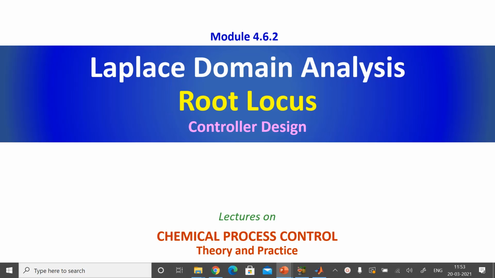Hello and welcome. Today we'll be applying the root locus analysis technique to design P, PI and PID controllers for a simple SISO process. But before we do that, let's construct the root locus for some standard transfer functions, some standard SISO processes.